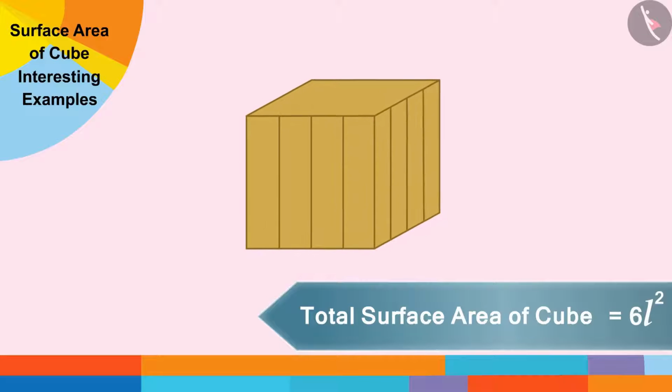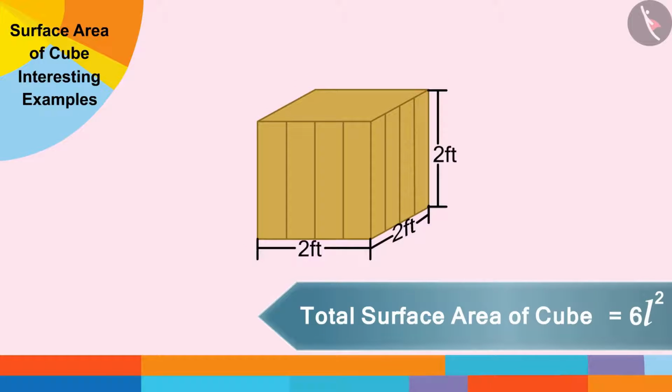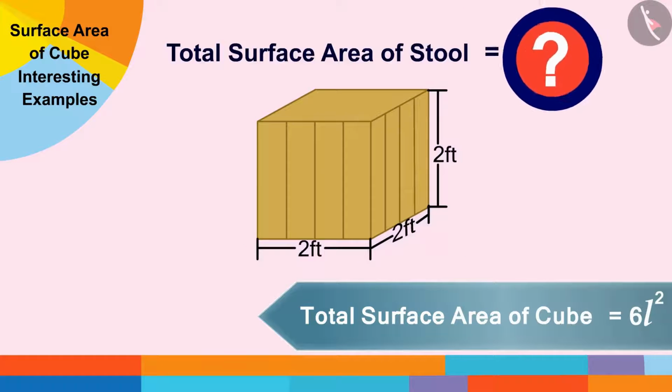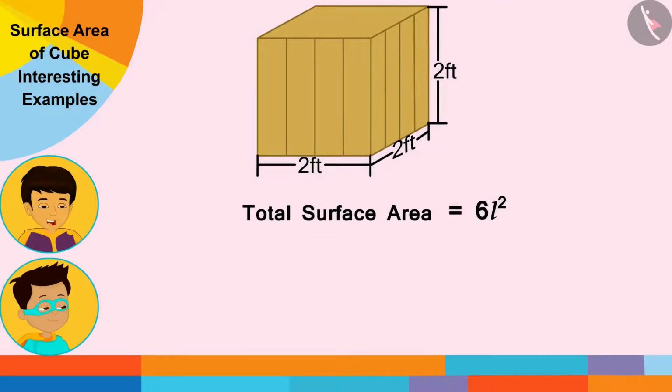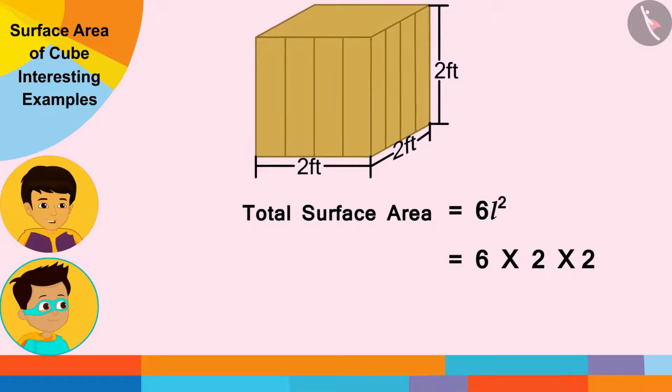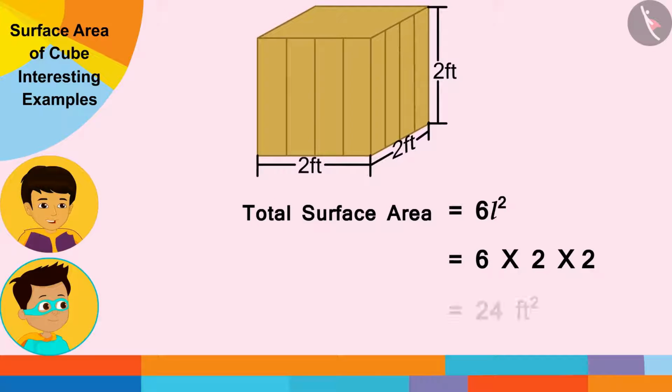Friends, if the length of each side of the stool is 2 feet, can you find the total surface area of this stool? Pause this video to try it yourself and then come back and match your answer. The length of each side of the stool is 2 feet. Let me write it here instead of L. Okay, the total surface area of the stool is equal to 24 square feet.